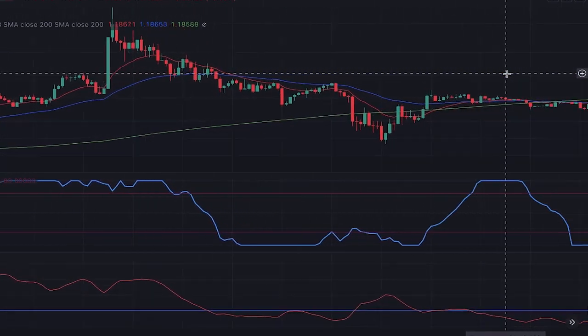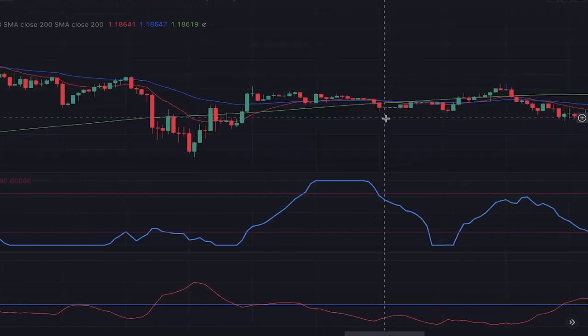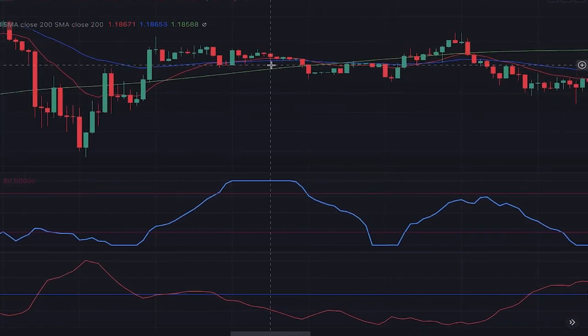Moving on the chart, here no signal for short position. Please pay attention that for the short position we do the opposite. The red moving average should be below the blue moving average line, and both of them should be below the green moving average. Moving on the chart, a long position setup formed here.